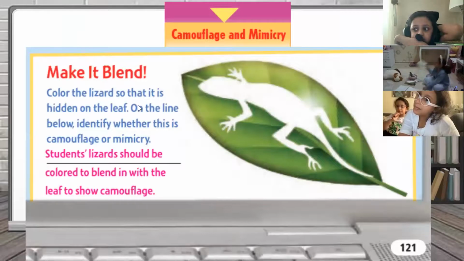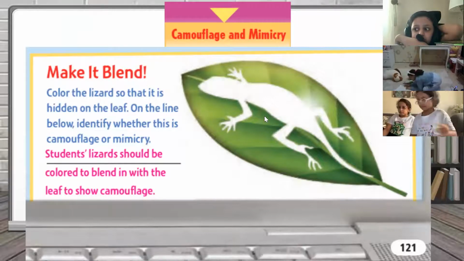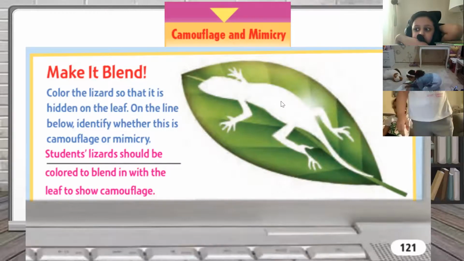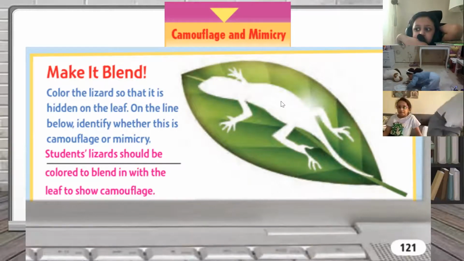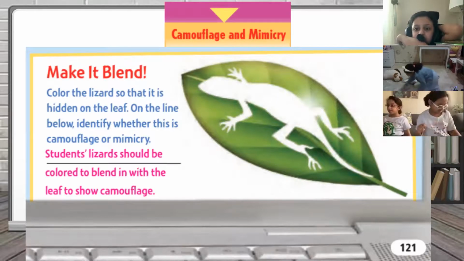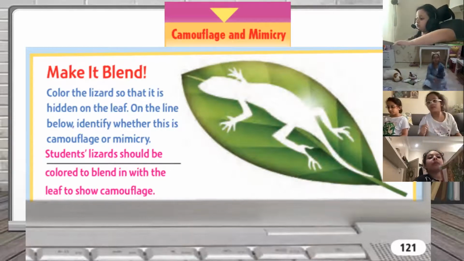Now, over here, I want you to make the lizard blend into the leaf. What are you going to color the lizard? I want it to look like the environment. You are going to color it in what? Color it green. Miss, I will color it green. In green. Excellent. And what do I call it? Is it camouflage or mimicry? Mimicry. Is it pretending to be another animal?